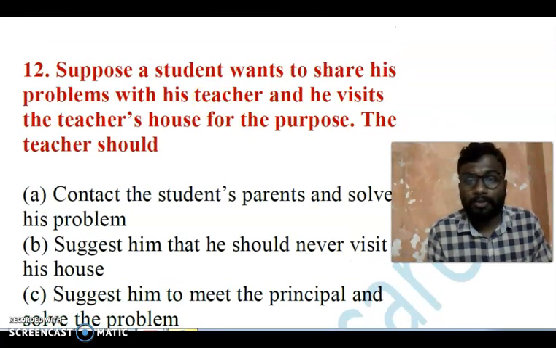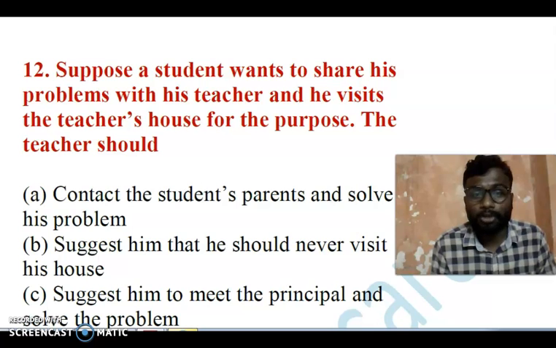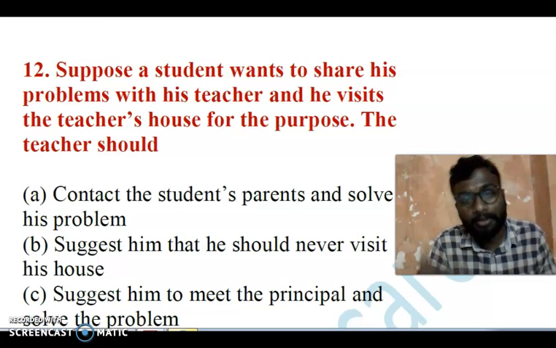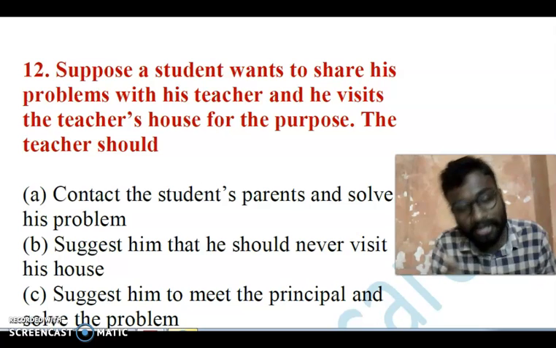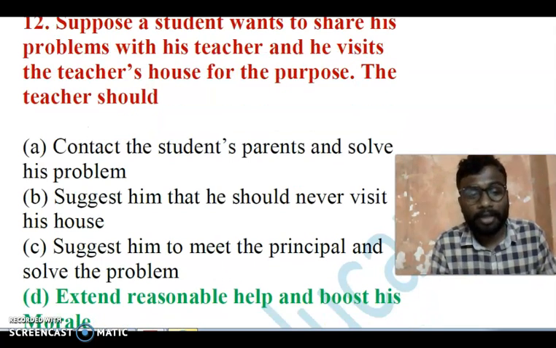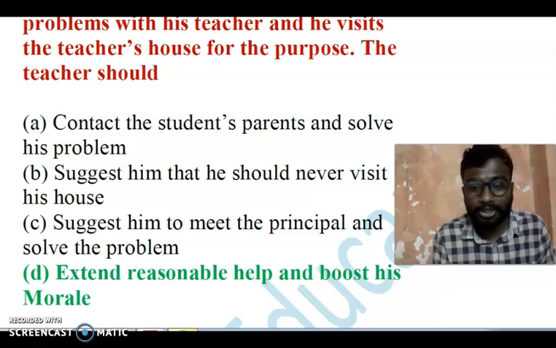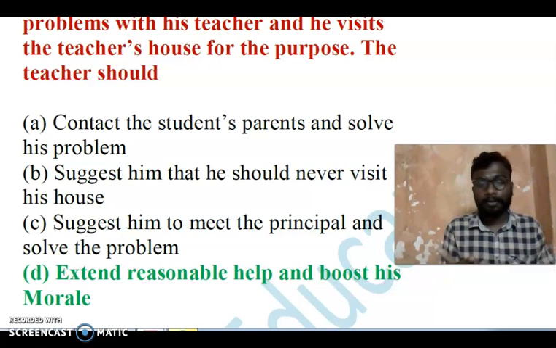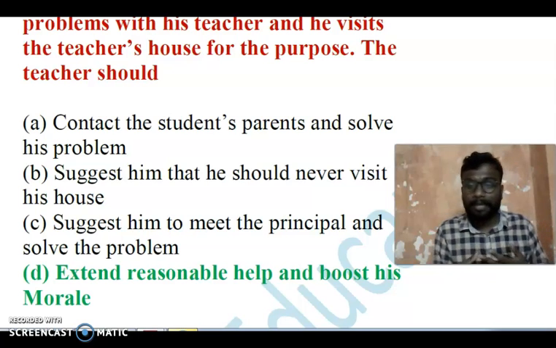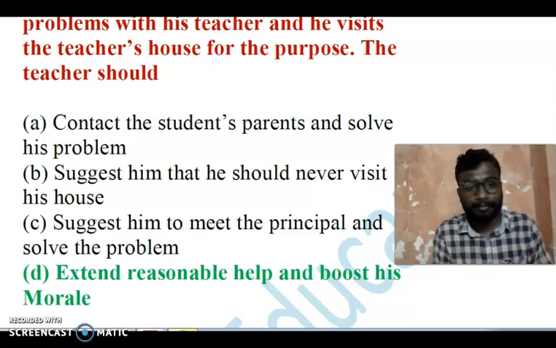Suppose a student wants to share his problem with the teacher and visits the teacher's house for the purpose. The teacher should... If the student has some problems and has visited the teacher's home, then the teacher should extend reasonable help and boost his morale, right? Yes. So the teacher should provide reasonable help and boost his morale.